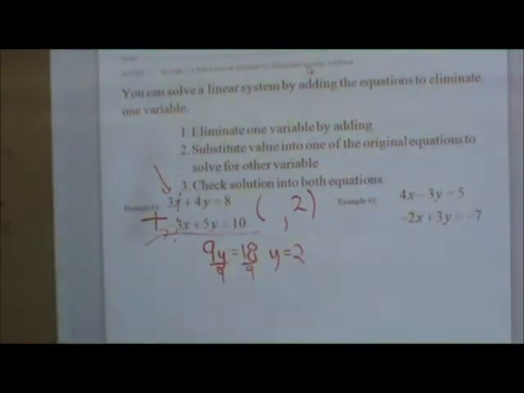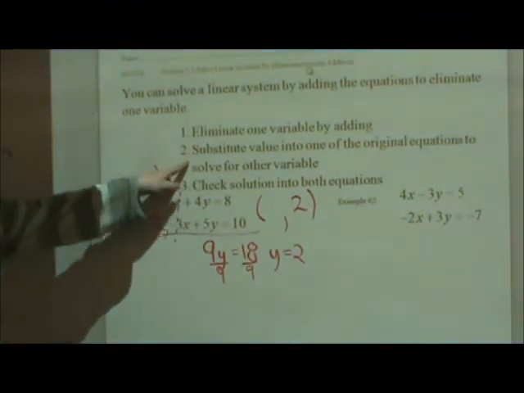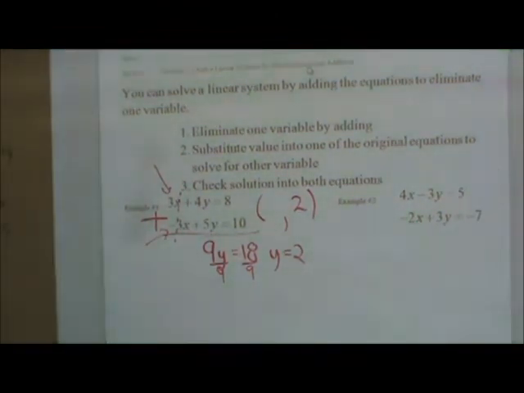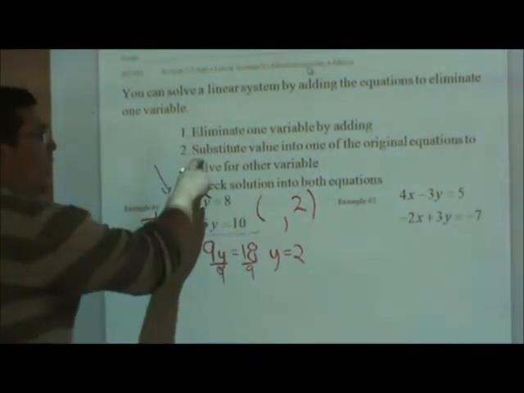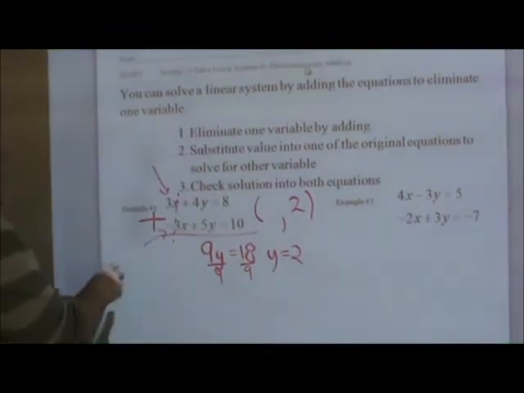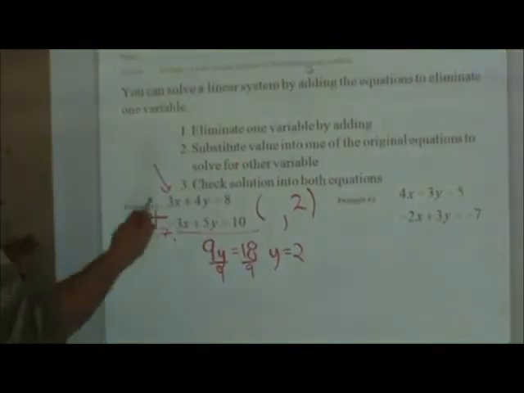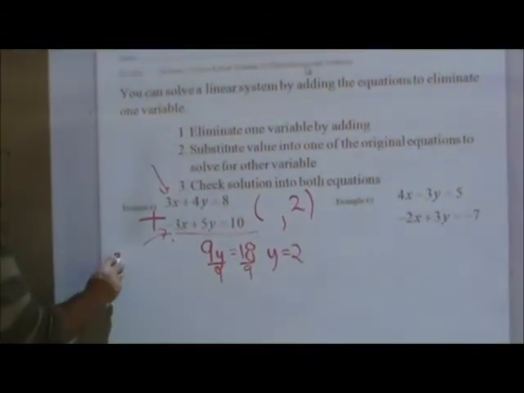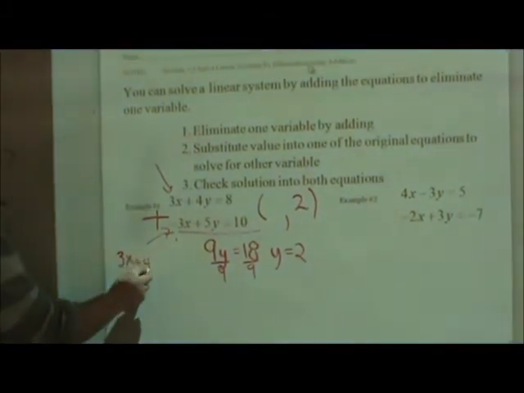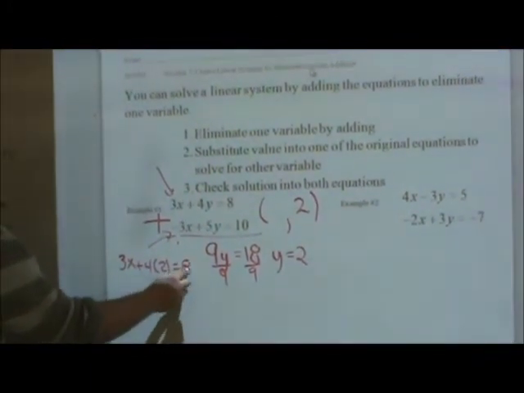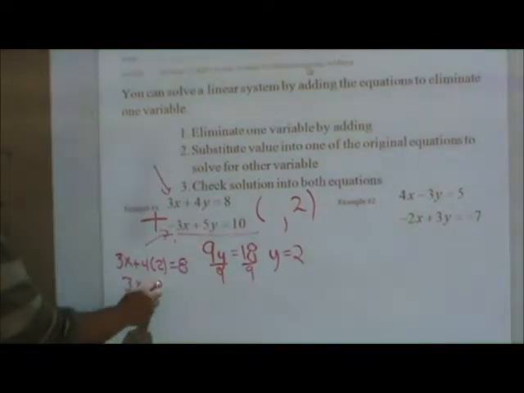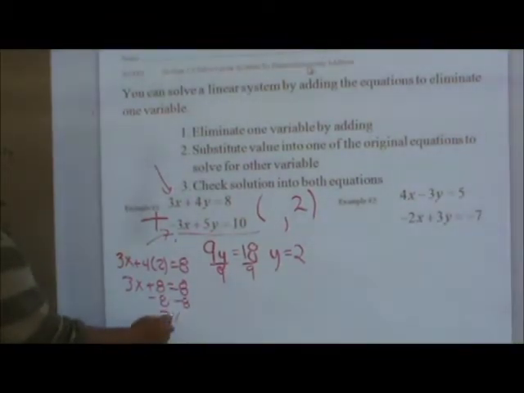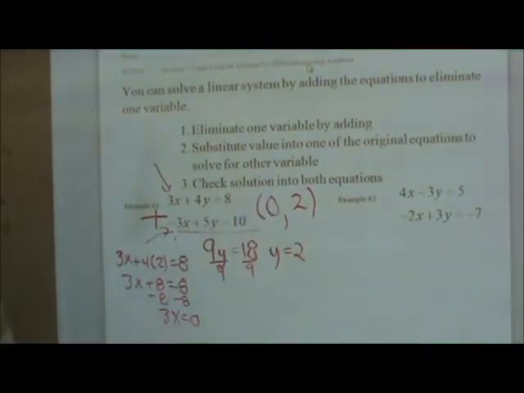Once we have y equals 2, we substitute that value into the original equations to solve for the other variable. It doesn't matter which one you plug it into, you just need to plug it into one to solve, but you're going to plug in twice when you check. I'm just going to erase that dashed line. I can choose either one. I'm going to choose the first one. So 3x plus 4 times 2 equals 8. 3x plus 8 equals 8. Minus 8. 3x equals 0. So x equals 0.